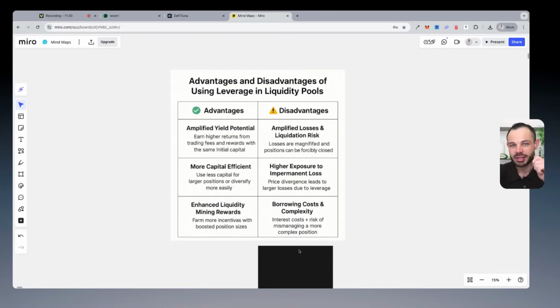Again, if you're looking to step up your game here in the DeFi space, leverage is a very, very good way to do that. But you need to understand the risks. You need to have some experience under your belt.